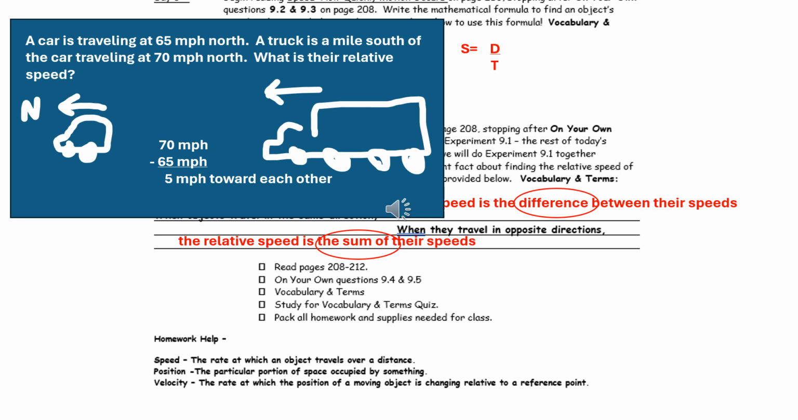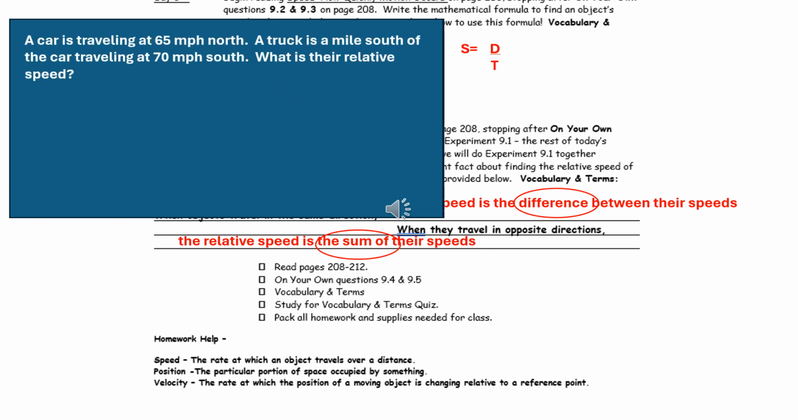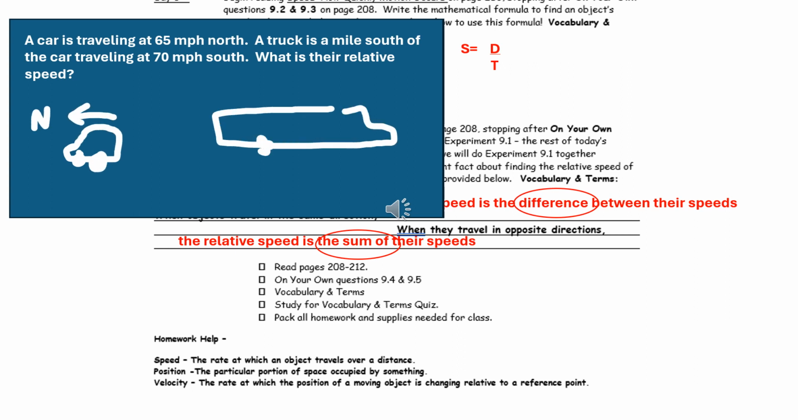Let's go ahead and do another one. We'll turn them around this time. This time it says a car is traveling at 65 miles per hour north, and a truck is a mile south of the car traveling at 70 miles per hour south. What is their relative speed? So again, we're going to draw it out. Here is the car headed north. Here is the truck headed in the opposite direction, headed south.